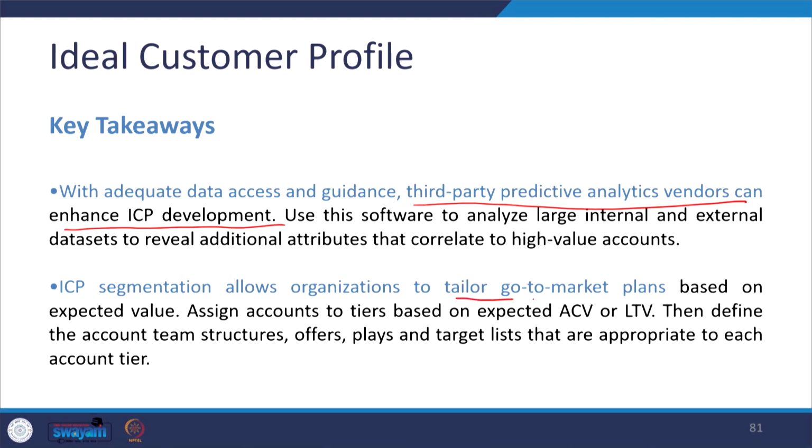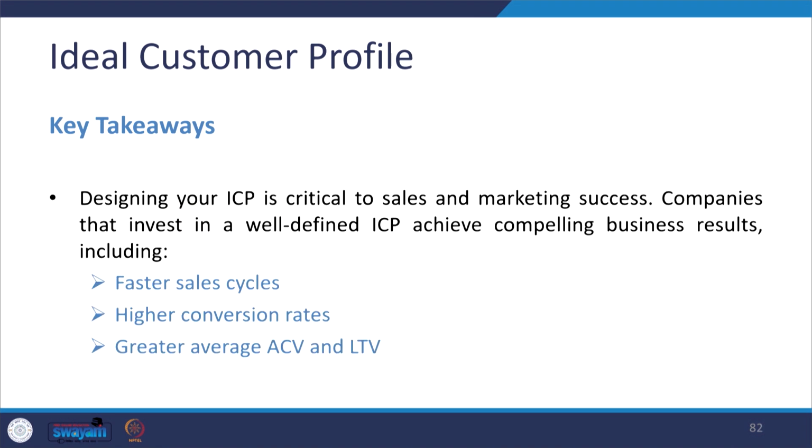So the ICP also helps with segmentation and helps organizations tailor their go to market plans based on expected value. So assign accounts to tiers based on expected ACV or lifetime values, and then define the account team structures, offers, plays, and target lists that are appropriate to each account tier.